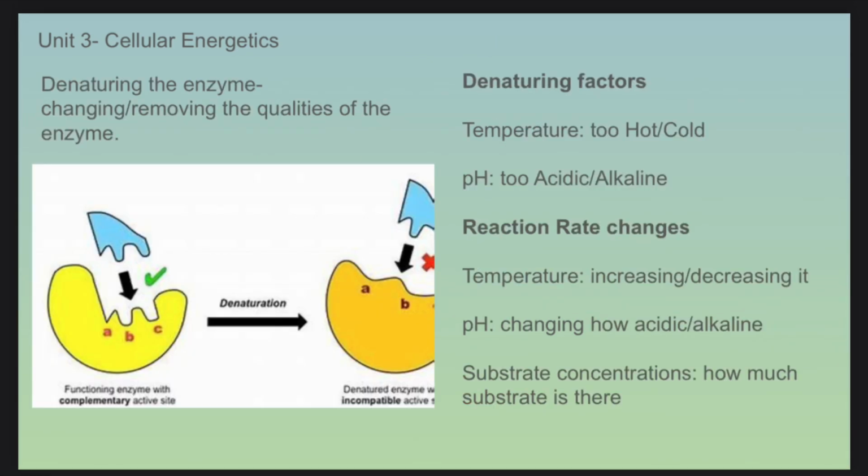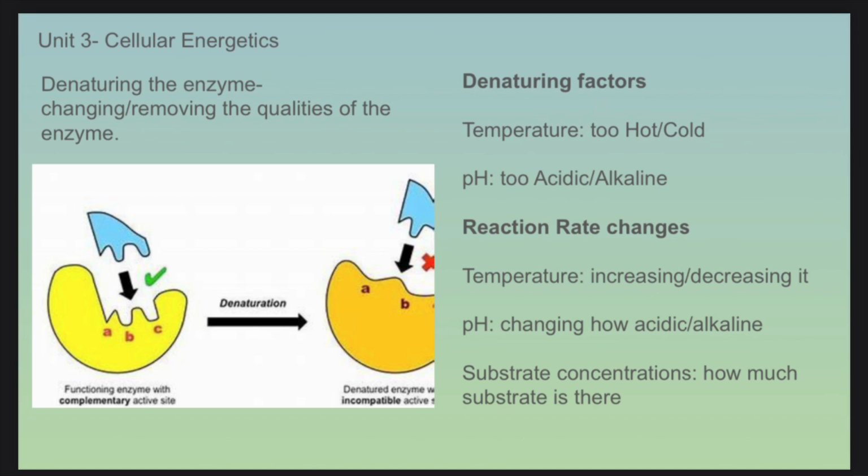Okay, so I didn't really explain what denaturing was, but here it is. Denaturing the enzyme means changing or removing the qualities of the enzyme. Denaturing factors could be if something's too hot or too cold, or the pH is too acidic or alkaline. You know how we drink water and they say the pH is too much or too little.